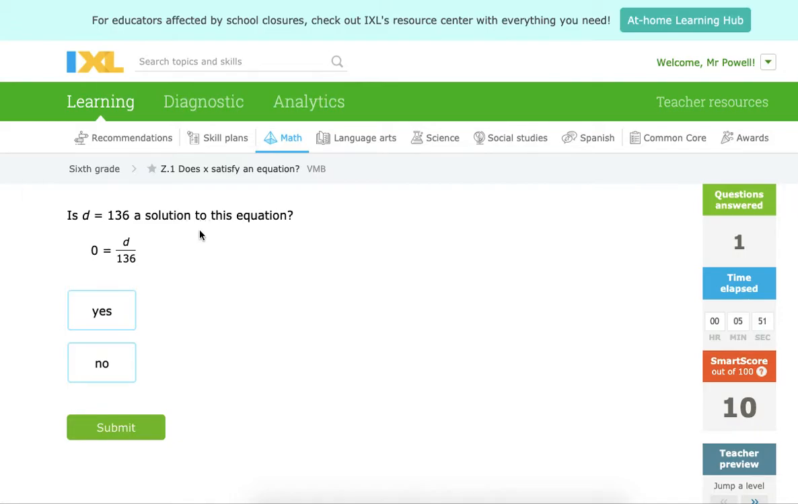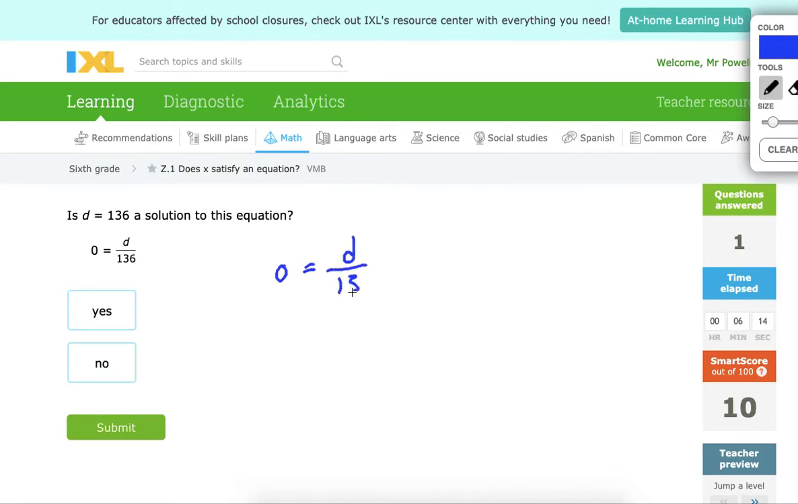Okay, so our next one is: is D equals 136 a solution to the equation 0 equals D divided by 136? So we make that same substitution into it, and we have: is 0 equal to 136 over 136? And so we have: is 0 equal to 136 divided by 136, which is 1.